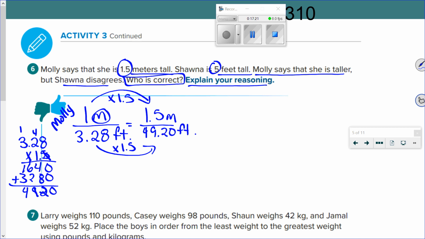All right, so if I just converted Molly into feet, I can now compare her with Shauna's feet. Yeah, I did something wrong. Hold on. Thank you. 4 and 92 hundredths.